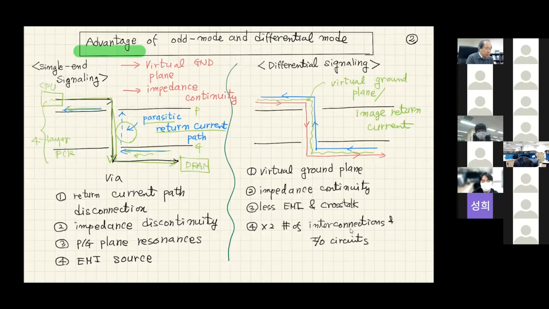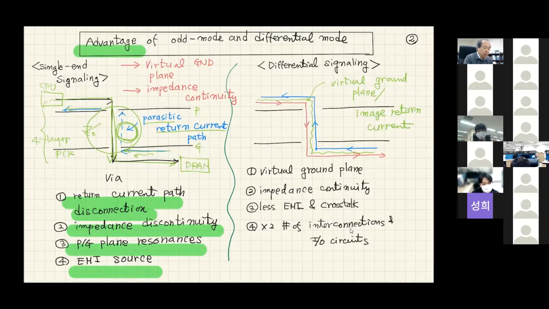Because of these discontinuities, we have some impedance reflection problem, because this parasitic return current path will create some impedance discontinuities. Because of that, there will be a lot of reflections. So we have return current discontinuities and impedance discontinuity. Sometimes this parasitic current will induce resonances depending on the size of this PCB, and it's gonna be an EMI source.